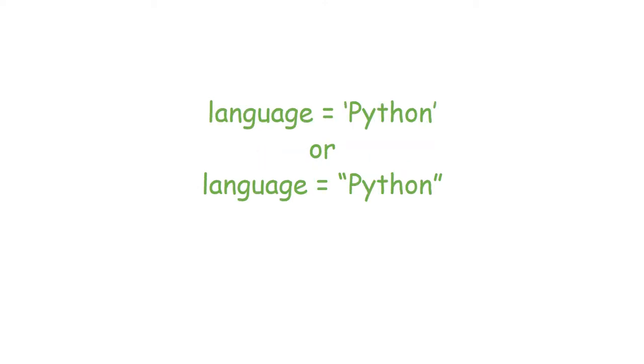Here, as you can see, we have a string Python, and the same string again, Python. To declare a string we use either a single quote or a double quote. It makes no difference whether you use a single quote or a double quote. Python will recognize it as a string.